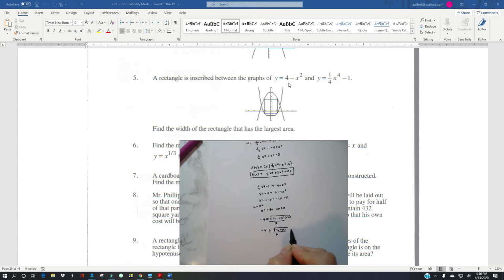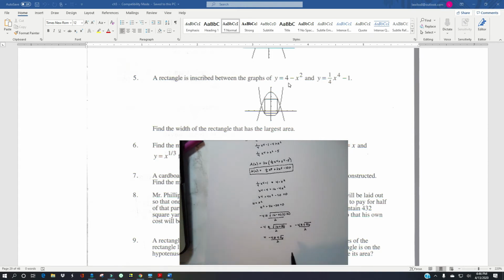over 2, which is -4 plus or minus 96 over 2, and I think 96 is divisible by 16, but let me double check. Yeah. This is -4 plus or minus 4 root 6 over 2. So 16 times 6 is 96. So I just pulled the 4 out. And this is equal to -2 plus or minus 2 root 6. So what I have is x squared equals -2 plus or minus 2 root 6. So that means x is equal to plus or minus the square root of -2 plus or minus 2 root 6.